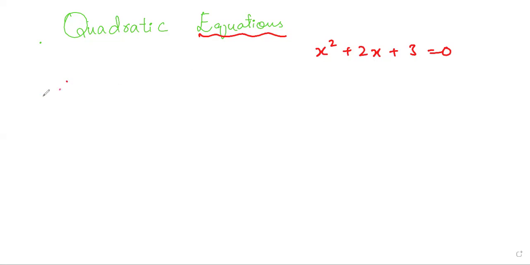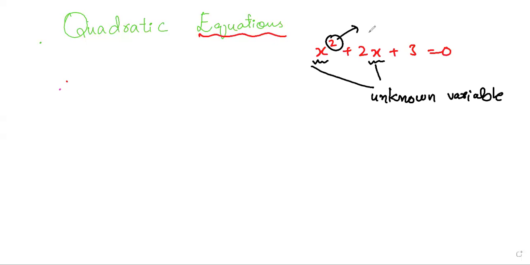For example, what is the variable here? As we know, x is the unknown variable. So we have to see one thing: if the power of the unknown variable is 2, it means it is a quadratic equation.